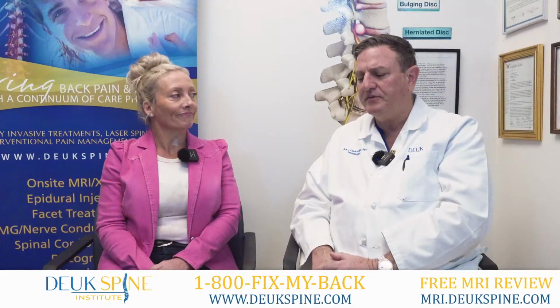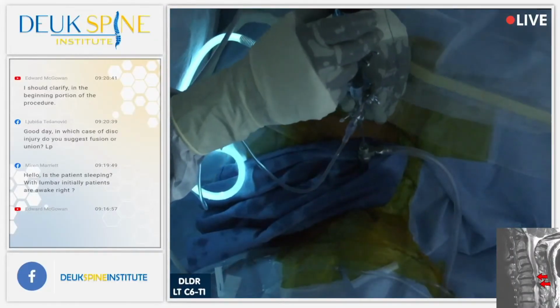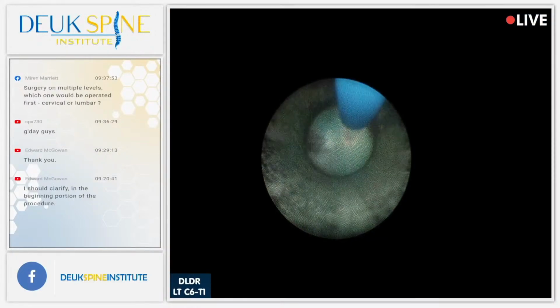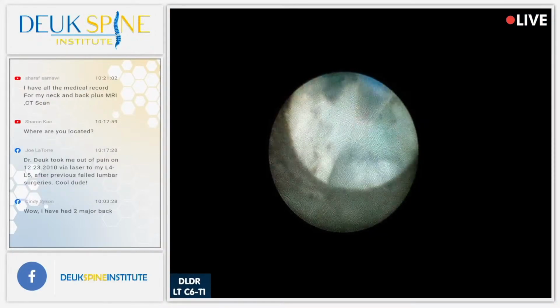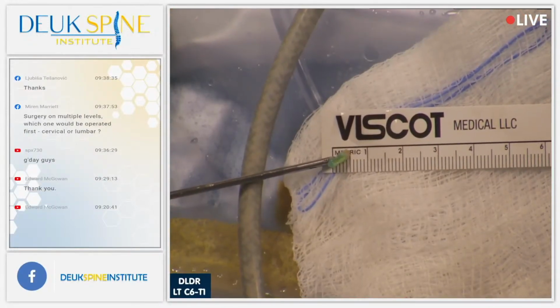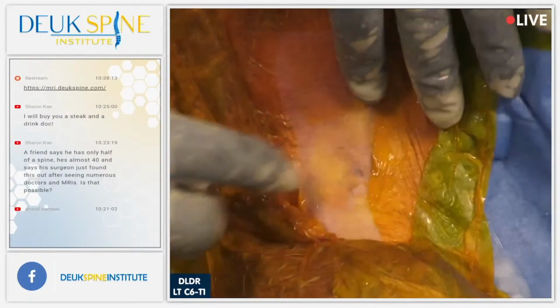And I'm really happy it worked out for you. You can see in the video, we were able to get down to C7-T1, which is really a first endoscopically. And, you know, because you had that nice long neck, we were able to do it. And there were huge pieces of herniation down there. Your other disc was more degenerated, and we were still able to get that fixed as well. So I'm very happy you're doing well.